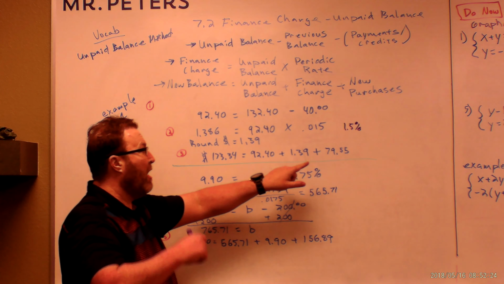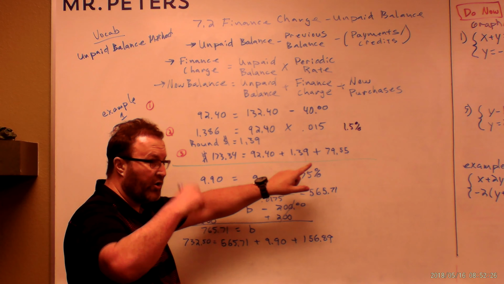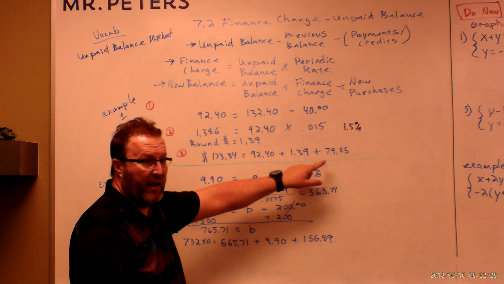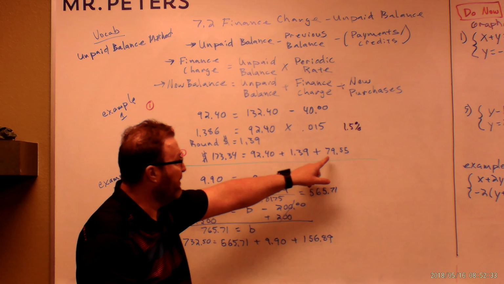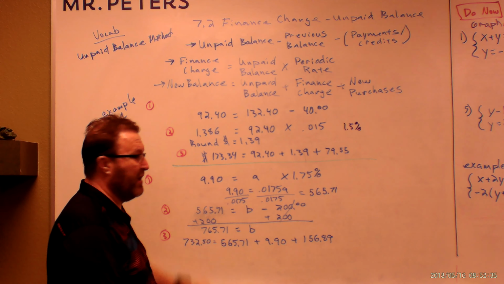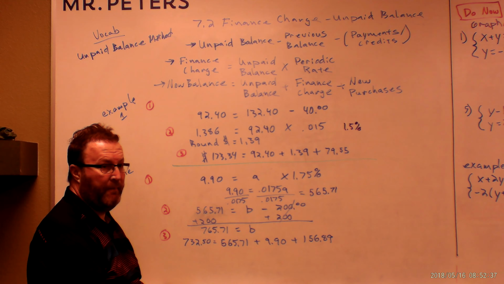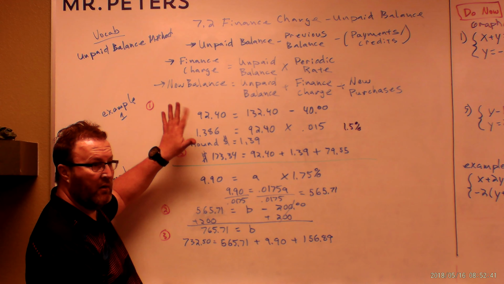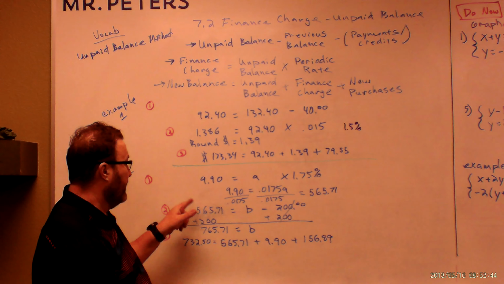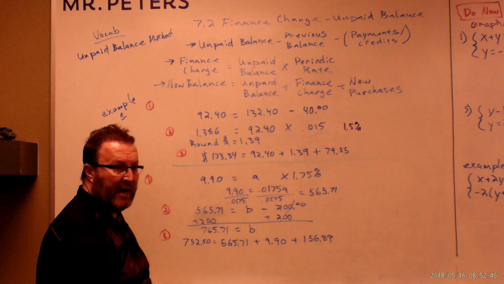But remember, up until that billing cycle, they still charge things, so they still owe that money. So taking the previous balance, subtracting payments, adding the finance charge and any new purchases, that gives you your new balance. Okay, any questions on this? Pretty easy, right? Second step is an algebra example.